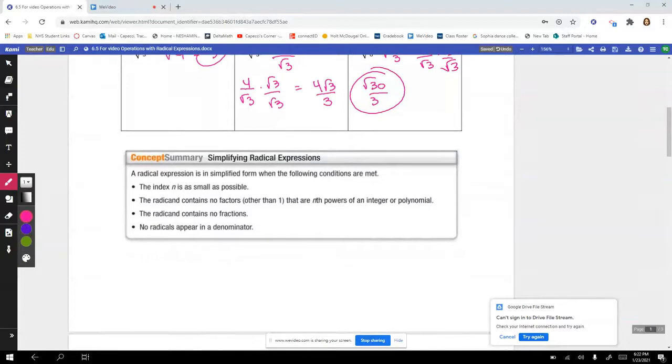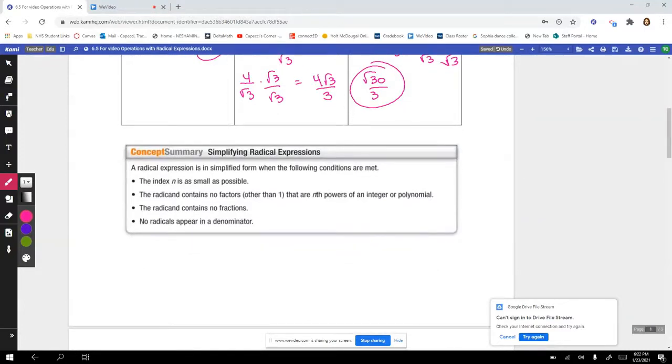Just some general rules on simplifying radical expressions. We're going to work with an index, which is something other than 2, which we'll talk about. The radical contains no factors other than 1, which basically means we don't have anything underneath the radical sign that we can simplify further. We can't have a fraction under there, and just like in our review session, our warm up, we can't have radicals in a denominator.